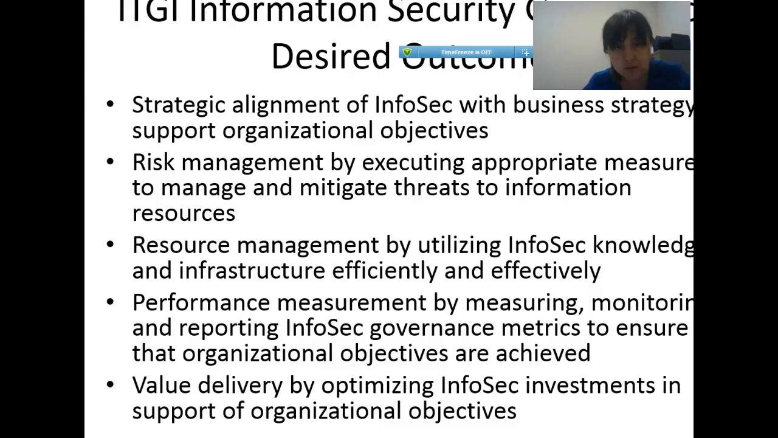In order to achieve the desired outcome properly, we need strategic alignment with the business strategy to support the organizational objectives. Also, we need risk management, by executing appropriate measures to manage and mitigate the threats to the information resources. Also, resource management, by utilizing the information security knowledge and infrastructure effectively and efficiently.